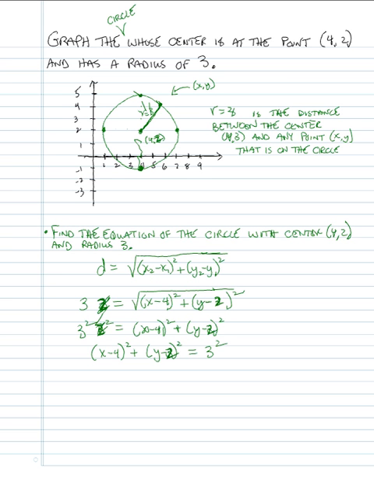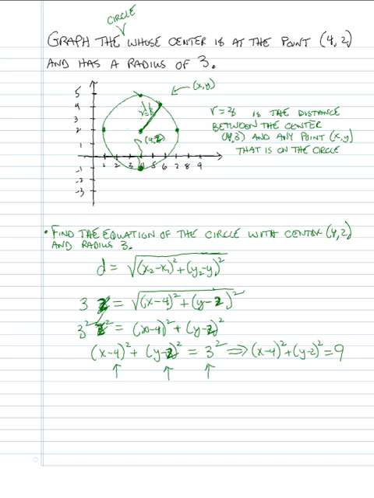Now we would probably write this as x minus 4, the quantity squared, plus y minus 2, the quantity squared, is equal to 9. That's probably the way we would write it. But what I want you to notice is this 4 is the x value of the center, this 2 is the y value of the center, and this 3 is the radius.